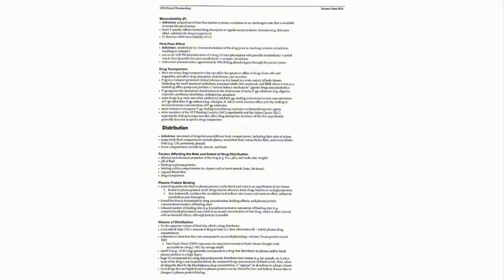Tissue binding. Some drugs accumulate within the tissues such as bone, fat, and cardiac muscles. These tissues serve as drug reservoirs, prolonging drug action. Regional blood flow. Highly perfused organs, including the brain, heart, liver, and kidneys, receive drugs rapidly. Poorly perfused tissues such as fat receive drugs more slowly. Drug transporters. Drug transporter proteins, including P-glycoproteins, also regulate tissue penetration and elimination.